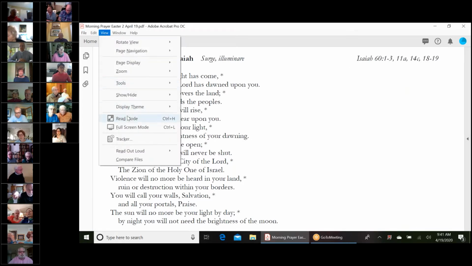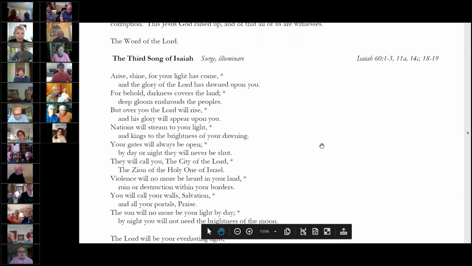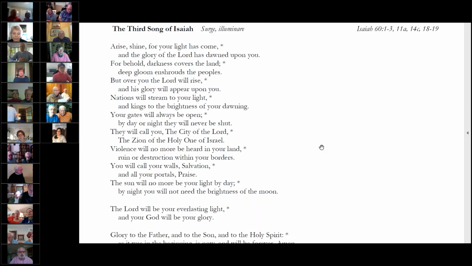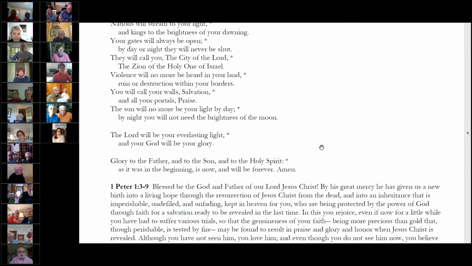Arise, shine, for your light has come, and the glory of the Lord has dawned upon you. For behold, darkness covers the land, deep gloom enshrouds the peoples. But over you the Lord will rise, and his glory will appear upon you. Nations will stream to your light, and kings to the brightness of your dawning. Your gates will always be open. By day or night they will never be shut. They will call you the city of the Lord, the Zion of the Holy One of Israel.